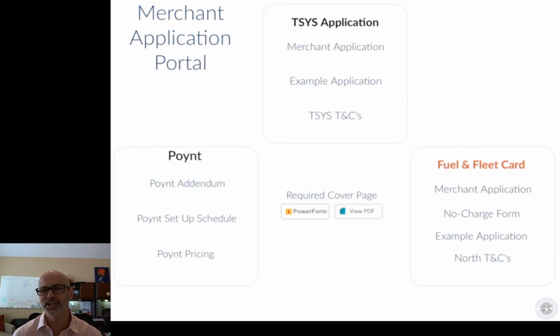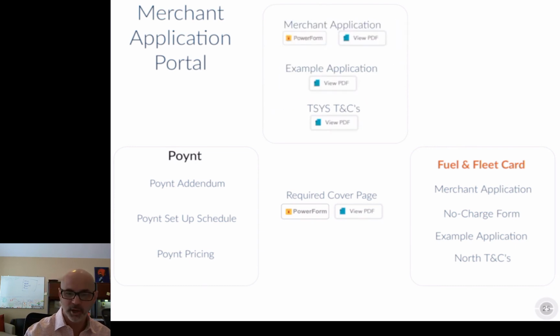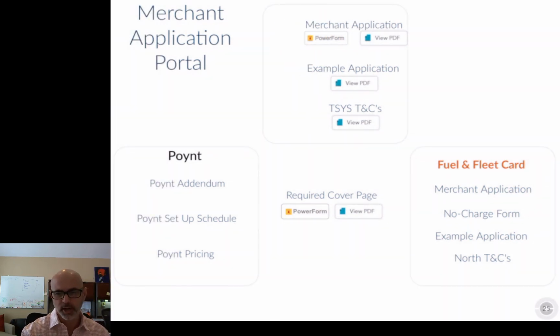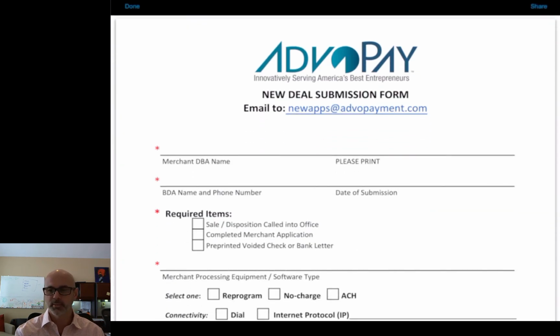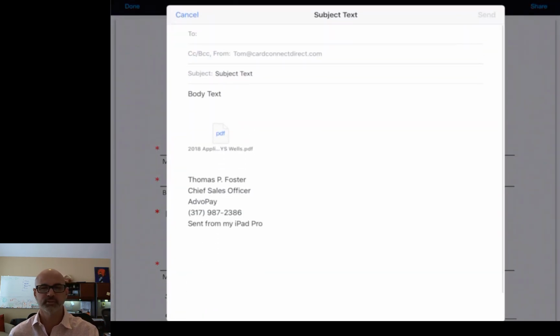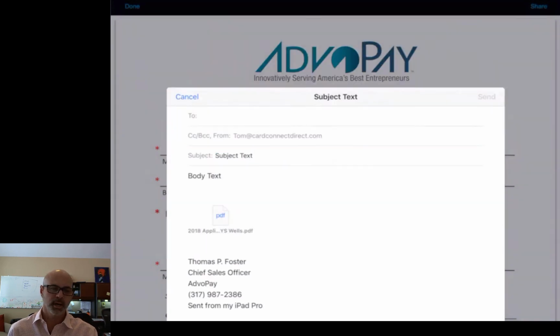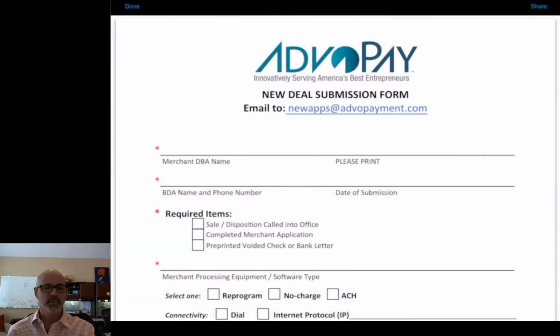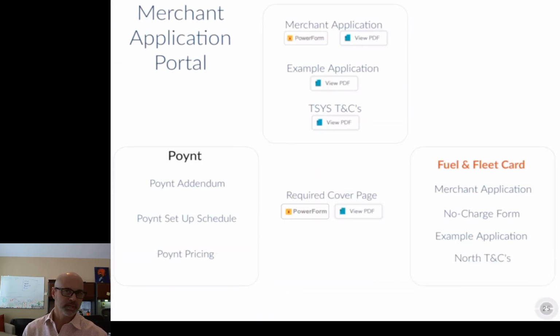You can do the application in many ways. You can do a paper app if you print one out. You can go here and you can do what's called the power form, which will allow you to fill it out electronically. You could create a PDF right here and just email it directly over to the merchant, have them fill it out on their computer, print it out, and be done with it. So that is the entire presentation from beginning to end.